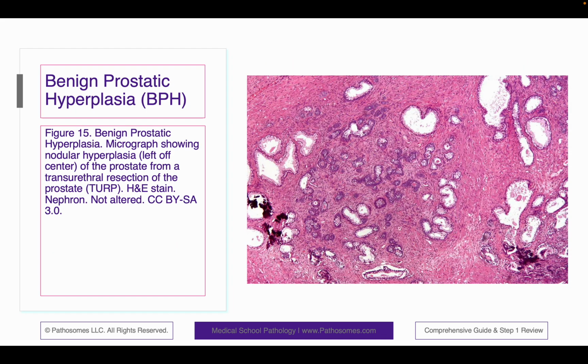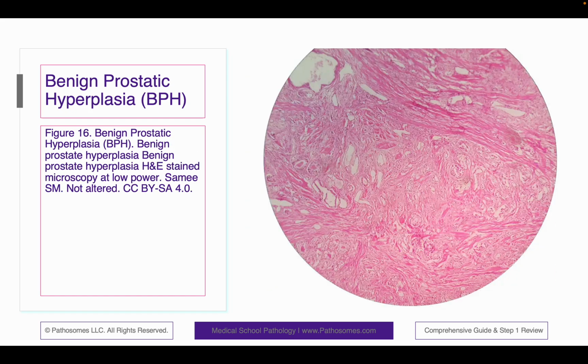Benign prostatic hyperplasia can also look like this. Here we have a micrograph showing nodular hyperplasia, left of the center of the prostate from the transurethral resection of the prostate, also known as a TURP procedure. And here we have a large amount of stromal tissue involved with benign prostatic hyperplasia.